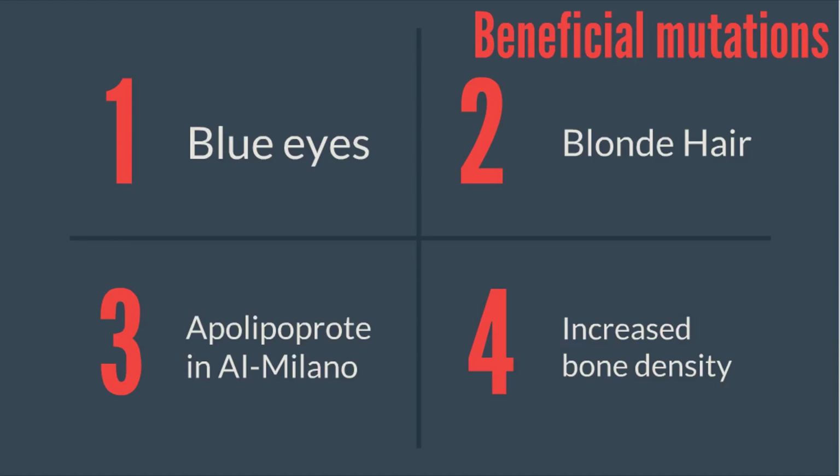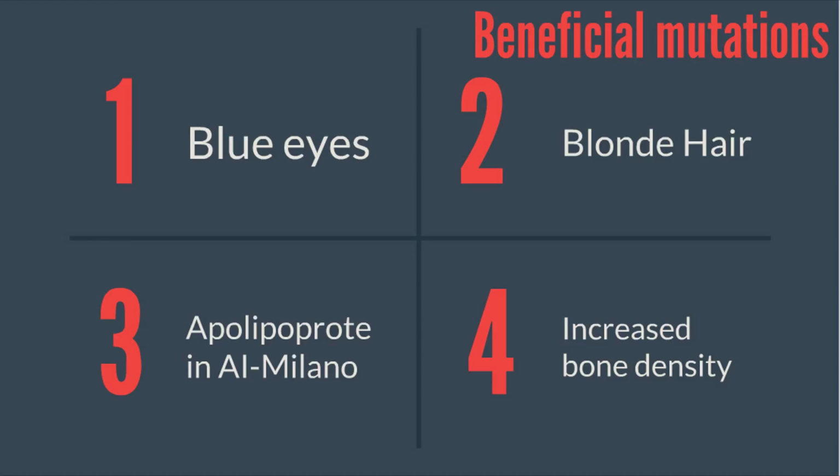Some beneficial mutations are as simple as blue eyes or blonde hair, even the prevention of certain diseases and cancers. Increased bone density is also a beneficial mutation. This condition also shows that people with this mutation are resistant to skeleton degradation as well.